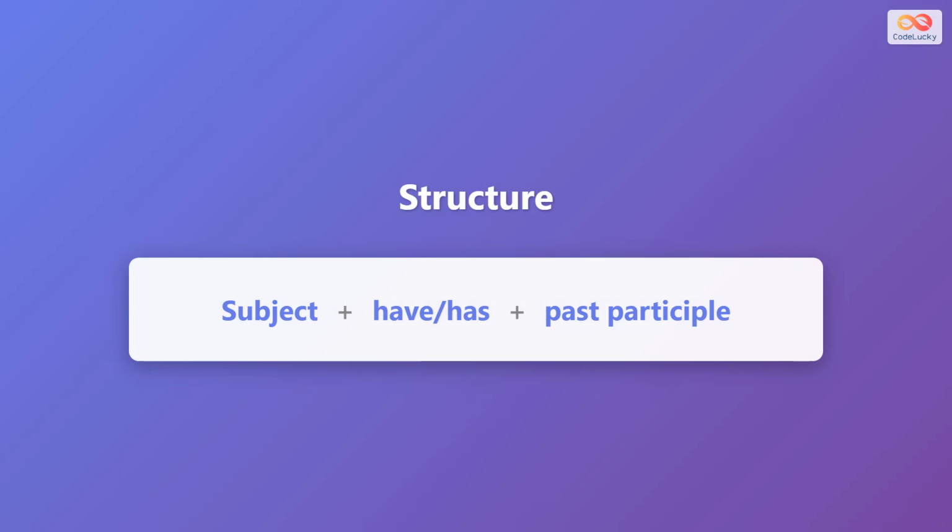Let's look at the structure of the present perfect positive form. It has three parts. First, the subject, which is the person or thing doing the action. Second, we use either have or has as our helping verb. And third, we use the past participle form of the main verb. So the formula is subject plus have or has plus past participle.